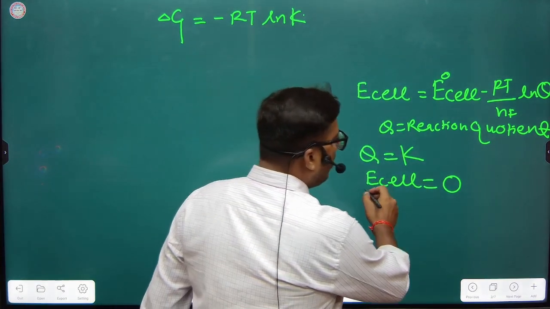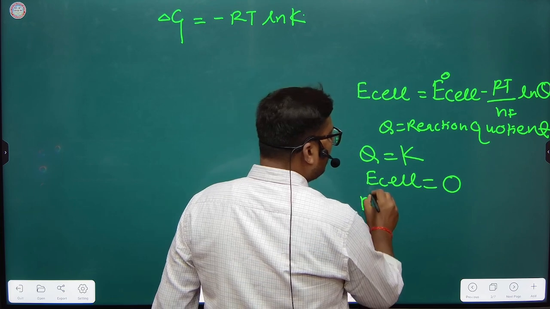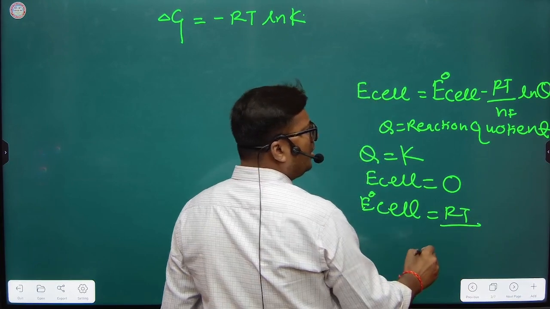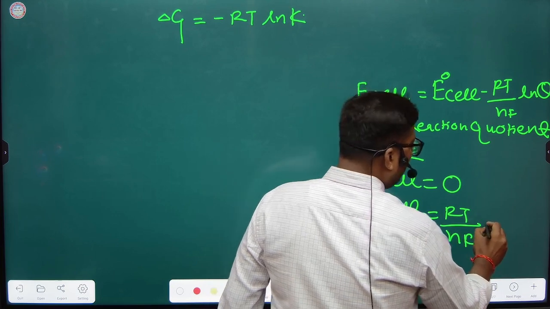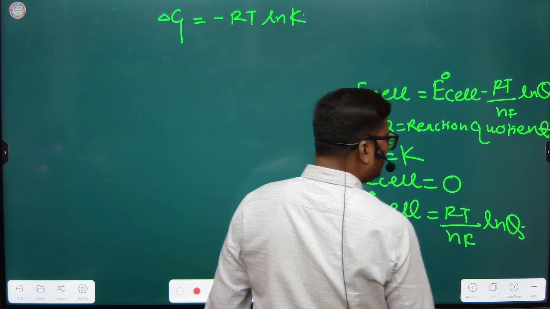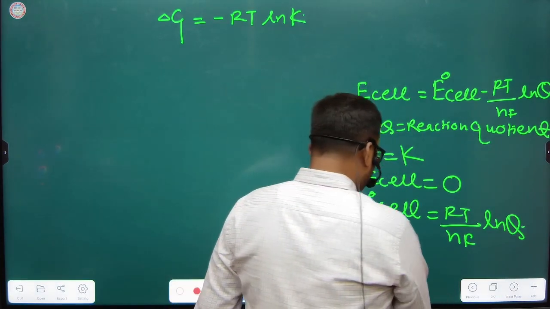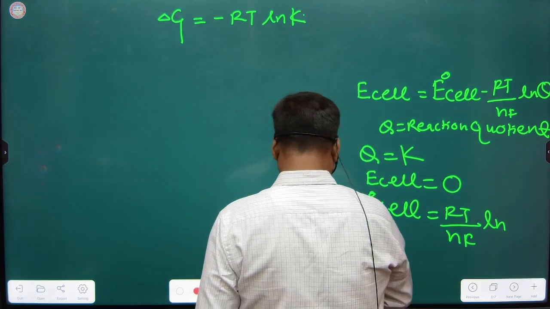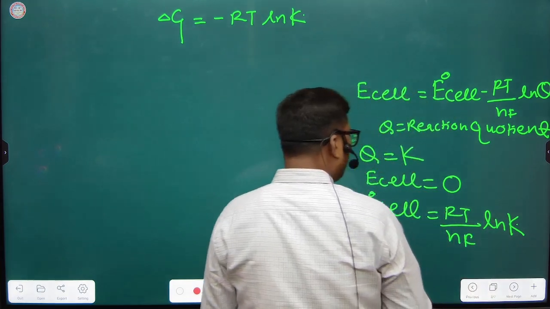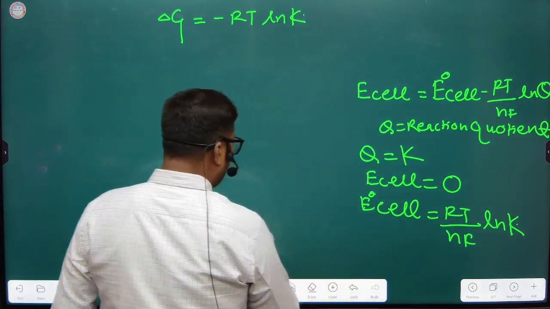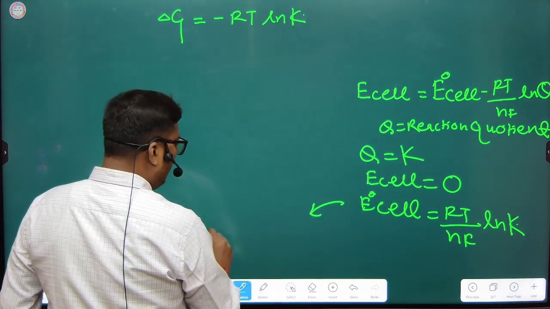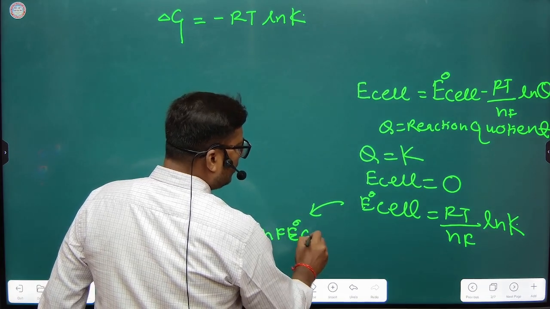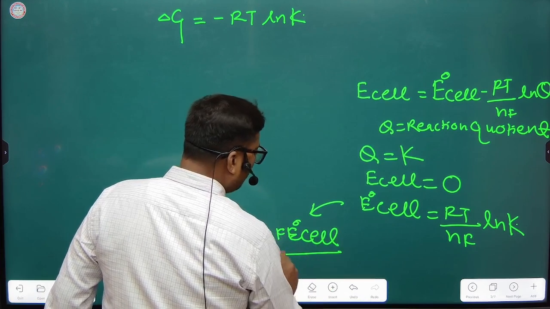So once this happens, E naught cell will be RT upon nF ln K. Sorry, this is not Q, this is K. So once you substitute this, ln K is equal to nF E naught cell upon RT.